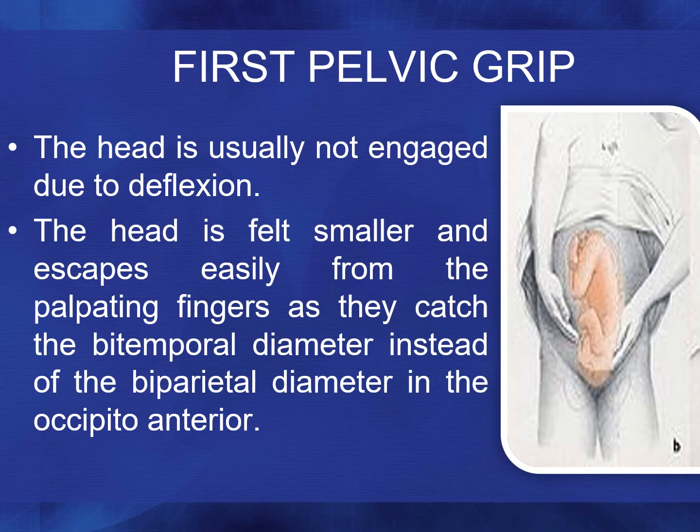And in the case of pelvic grip, the head is usually not engaged due to deflection. The head won't be engaged, and you may feel the head as smaller because of the bitemporal diameter. Usually in the case of ROA and LOA, we have seen in the previous videos demonstrating the mechanism that the biparietal diameter will be the engaging diameter in the case of normal ROA and LOA. But here the engaging diameter will be the bitemporal diameter. So you may feel the head as smaller because the bitemporal diameter is less than the biparietal diameter.